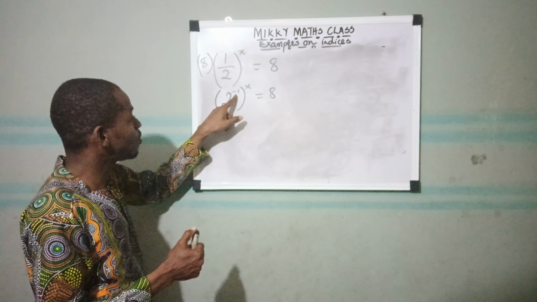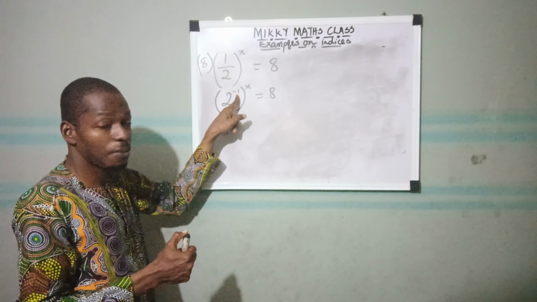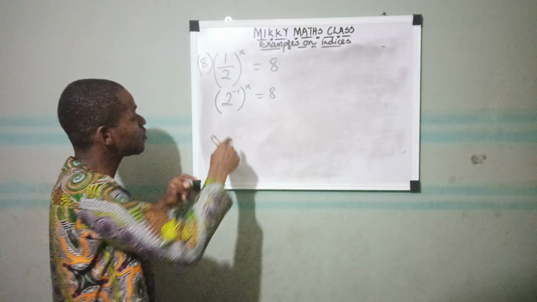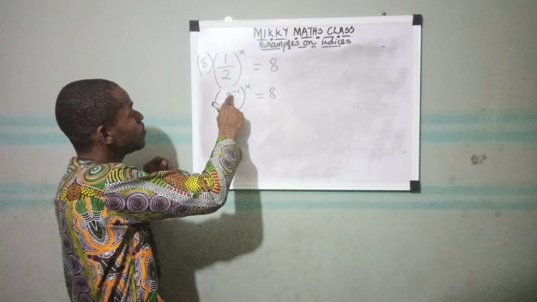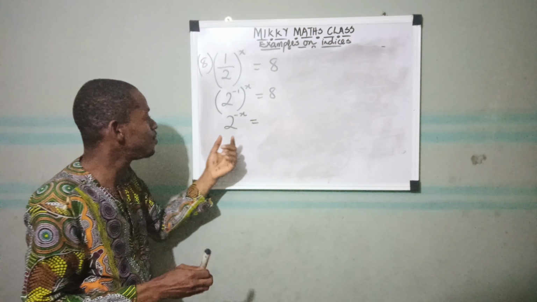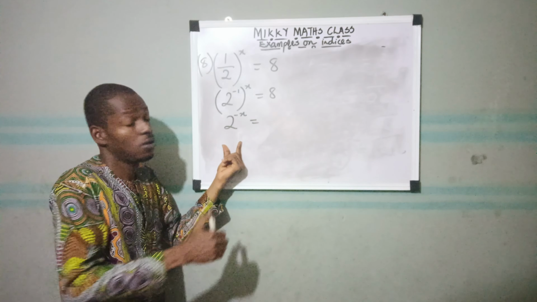Now, from here, when a certain power is raised to another power, we multiply the powers. So minus 1 times x is the same thing as 2 raised to the power of minus x is equals to 8. Now the base here is 2. What I do to this 8 is to make the 8 have a base of 2 so that the base can cancel out and I equate the powers.